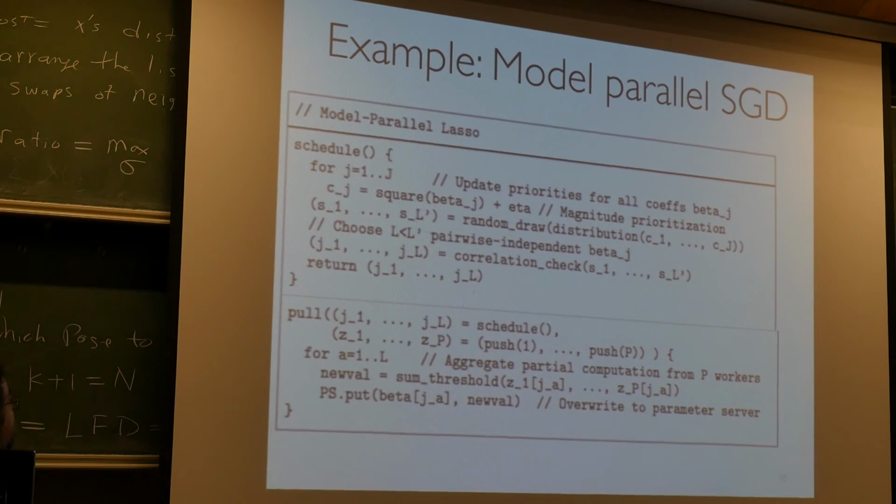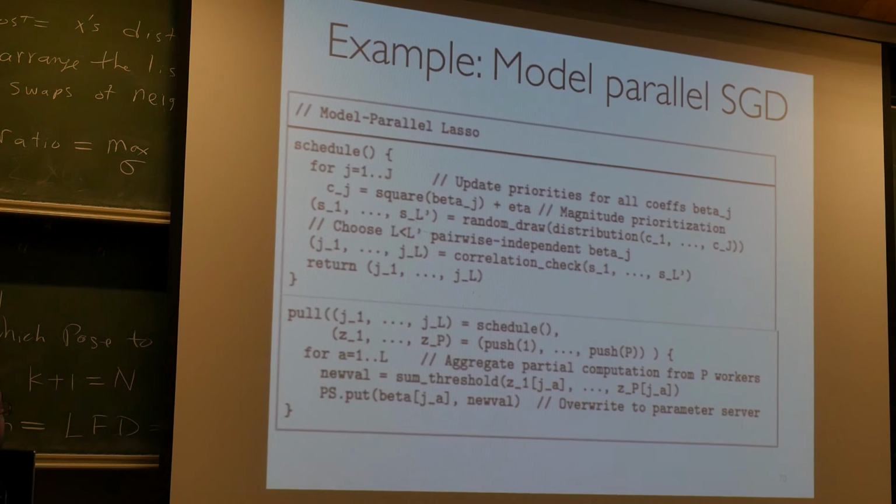All right, so here's the code, right? So all the action here is basically in the scheduling, all right? So when I pull, basically I get a whole bunch of things that have been computed by my workers, and each one of these is an individual coordinate update, all right? And I basically go ahead and aggregate these things in the normal way and update my parameters. Okay, so this is basically just doing a summation of these vectors.